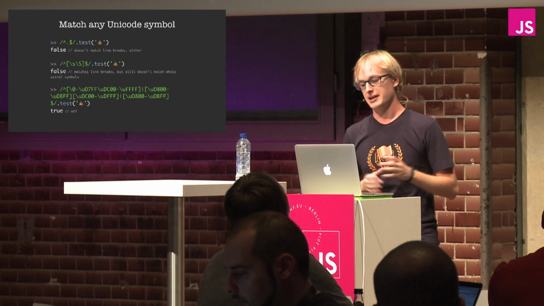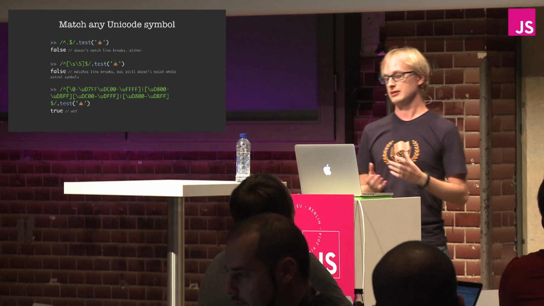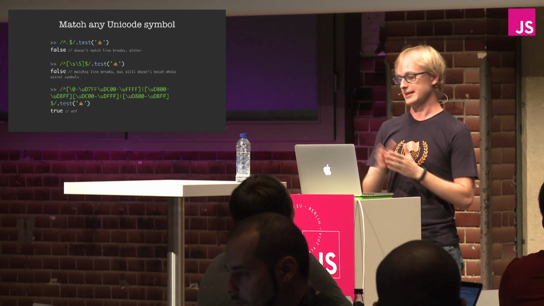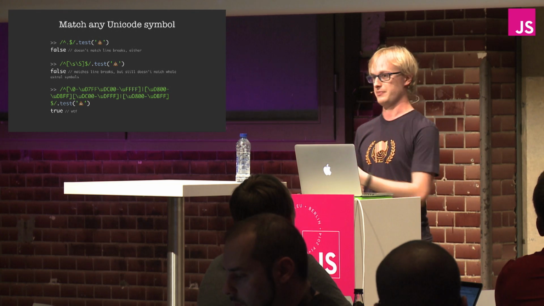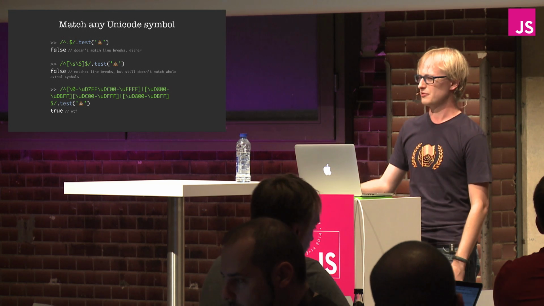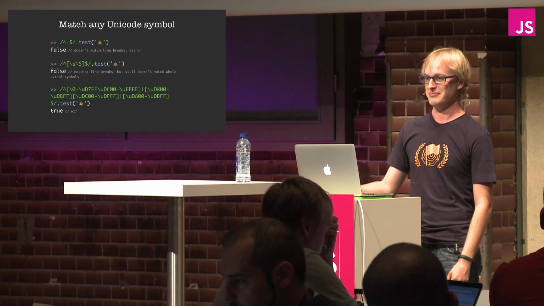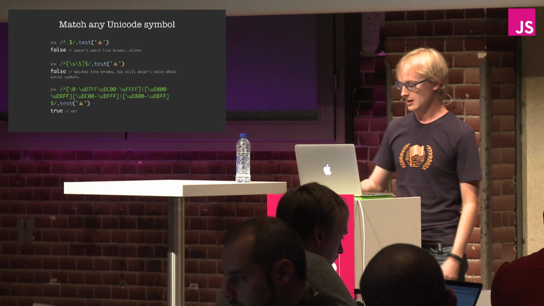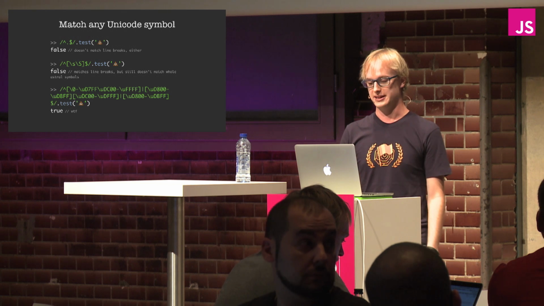So the first part of this regular expression matches any BMP symbol that does not start a surrogate pair, and then the second half matches a surrogate pair, in other words, an astral symbol. Now, of course, this is not the type of regular expression you would enjoy writing by hand, let alone maintaining it. So I used a JavaScript library to generate these for me.